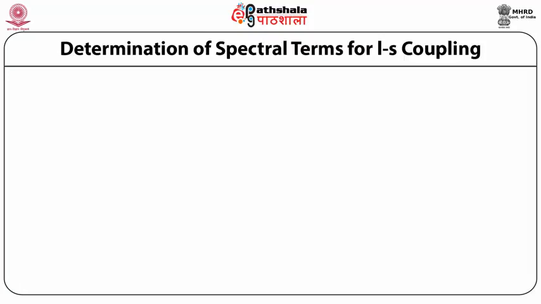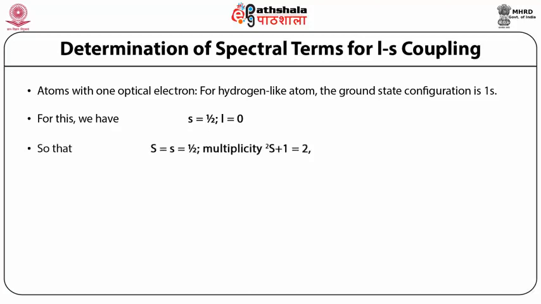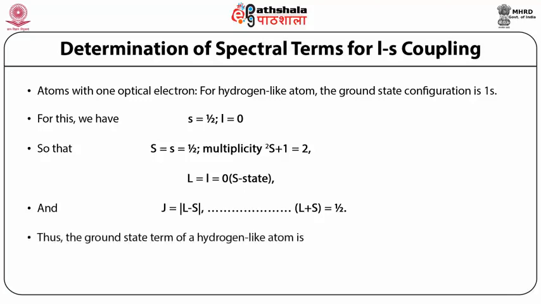Determination of spectral terms for LS coupling. Atoms with one optical electron: considering the hydrogen atom or hydrogen-like atom, the ground state configuration is 1s, and for this we have S equal to 1/2, L equal to 0. So capital S is equal to 1/2, multiplicity 2S plus 1 is equal to 2, and L is equal to 0, which is an S state, and J is equal to L minus S to L plus S, which is 1/2. Thus, the ground state term of a hydrogen-like atom is written as 2S 1/2.